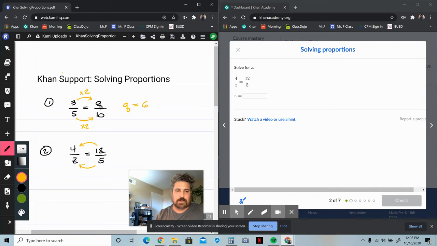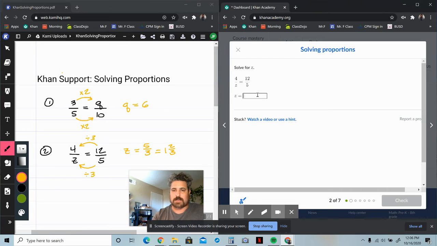So the direction you're going matters. We're going to do 12 divided by 3 is 4. So if we divide the top by 3, we better divide the bottom by 3. 5 divided by 3 is going to be z. So that means that z is equal to 5 divided by 3. That's it, 5/3. You could think of that as 1 and 2/3 if you'd like, but it's really just 5/3. So you can put it in as an answer that's just 5/3, and you get the right answer.